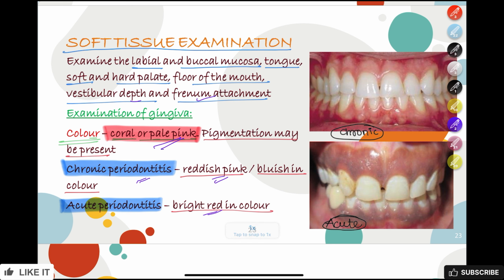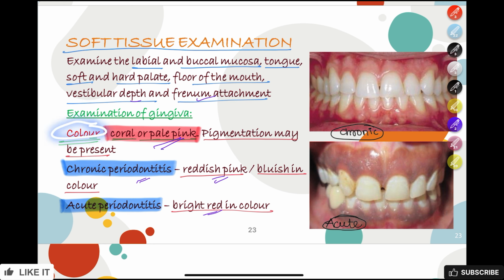Next is the soft tissue examination. In soft tissue examination, we have to examine the labial and buccal mucosa, tongue, soft and hard palate, floor of the mouth, vestibular depth and frenum attachment. Examination of gingiva is one of the most important topics in this soft tissue examination.